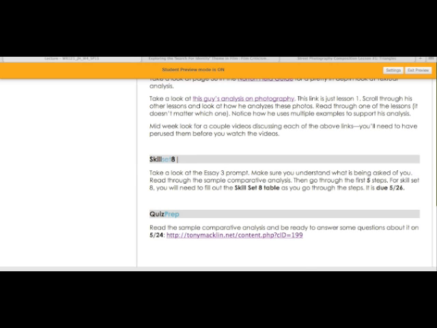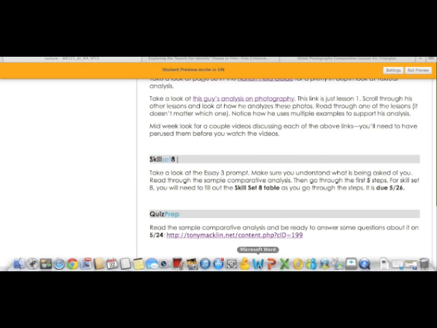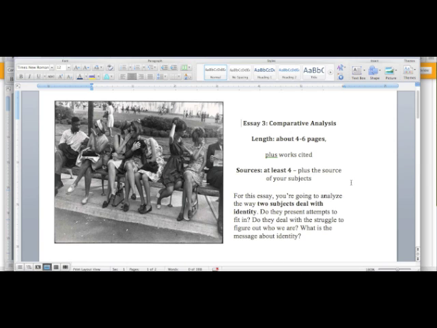So our first order of business is to take a look at the prompt. Here we go. So Essay 3, comparative analysis, length 4 to 6 pages plus a works cited page. You need at least 4 sources, and don't forget you're going to have at least 2 subjects, right? So you have to cite the source for the subjects. If they come from 2 different sources, you have to cite both of them.